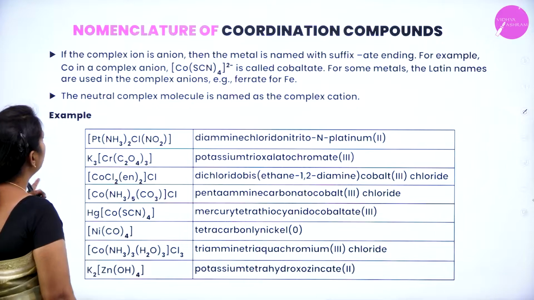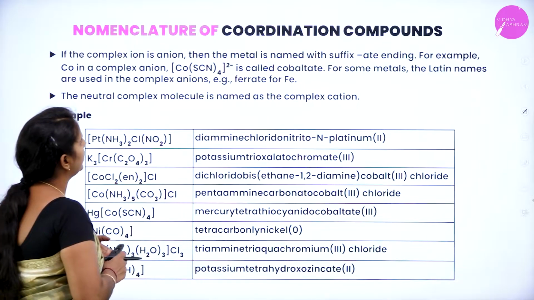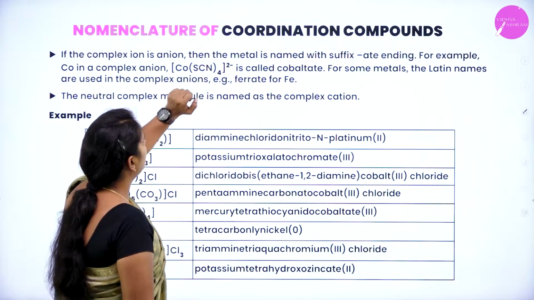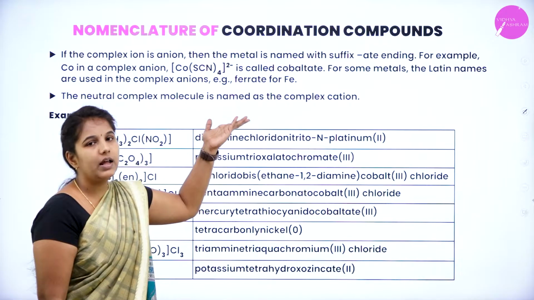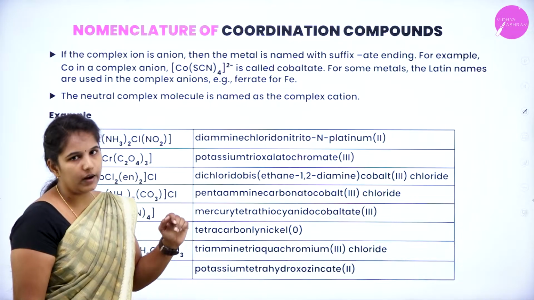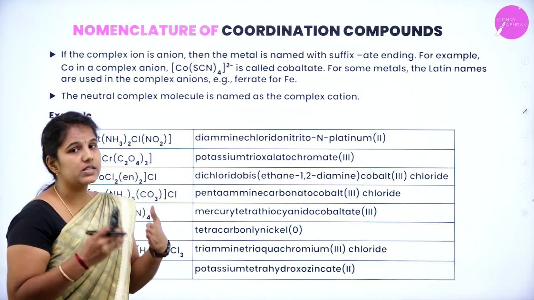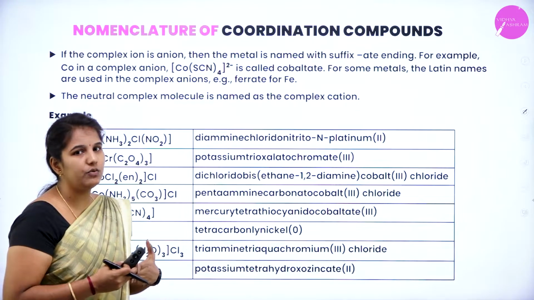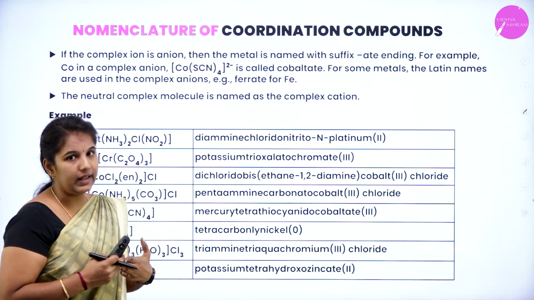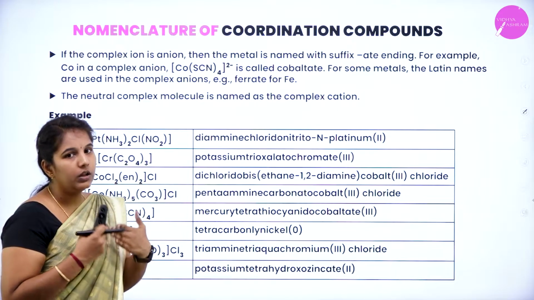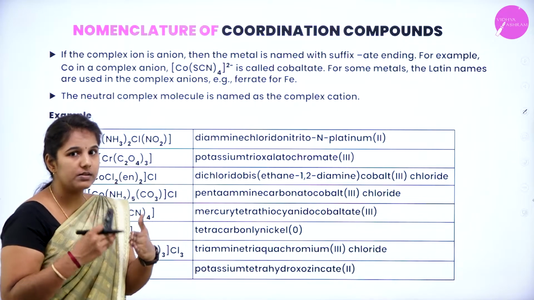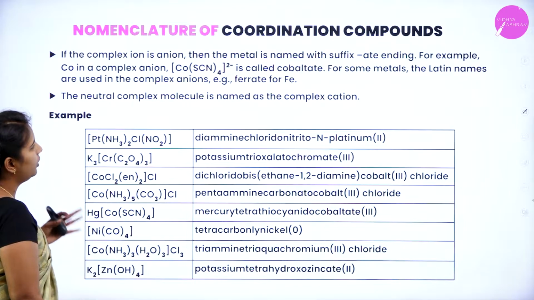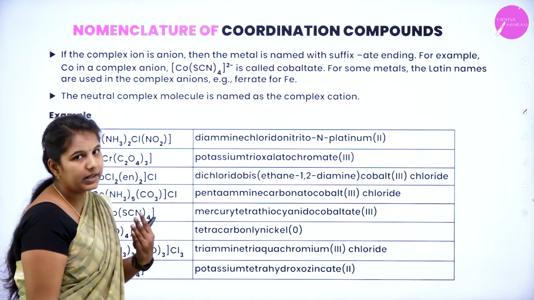For example, in the complex anion you can see it is tetrathiocyanato cobaltate, and then the oxidation state of that cobalt. So especially if it is an anionic complex, the central metal name should end with ate. If it is a cation, we have to use the metal name as it is.